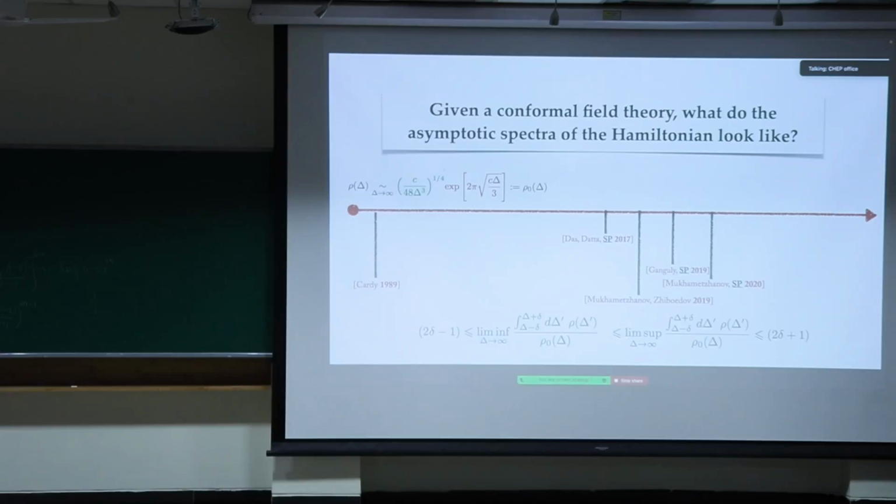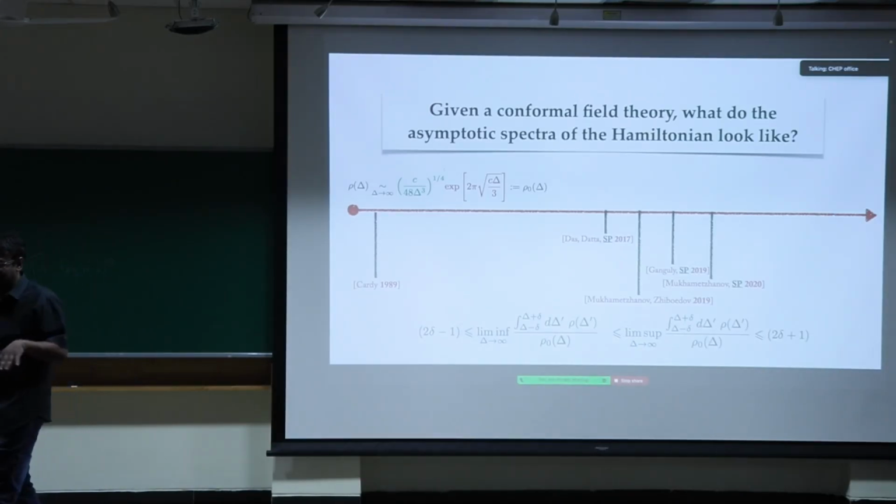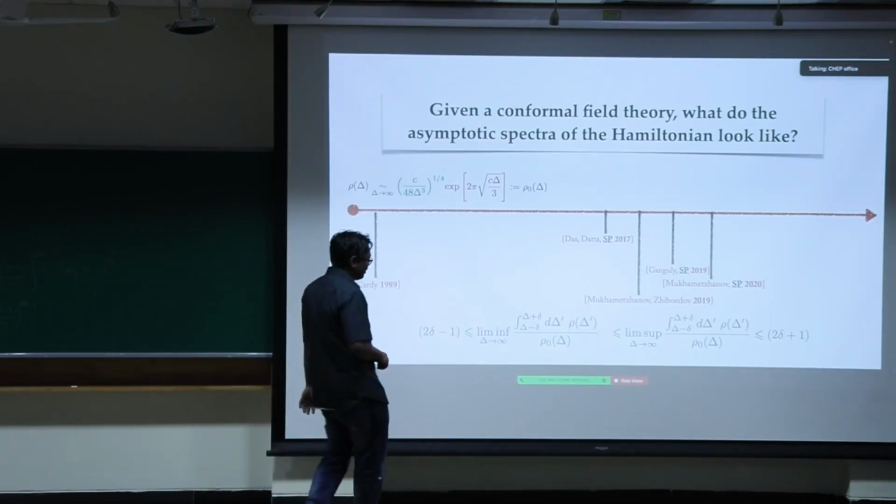Yes, delta is related to energy. So energy is basically delta minus c over 12, to be very precise. So c is the central charge. This is the precise mathematical inequality we prove.